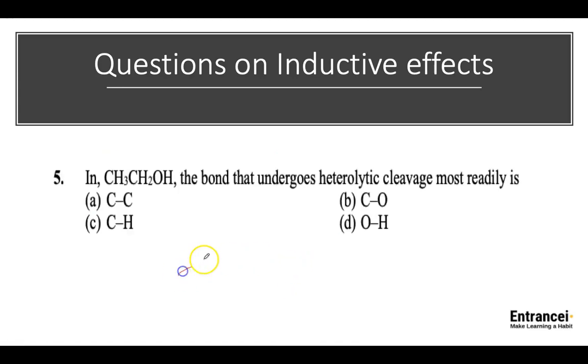Now, in question number 5, heterolytic cleavage is more readily in. Always remember that heterolytic cleavage mainly depends upon the difference in electronegativity. The higher the difference in electronegativity, the easier will be the bond dissociation. So between C and C, the electronegativity is almost similar. Between C and H, almost similar. CC, perfectly similar. C and O, there is a gap in electronegativity. O and H, there is a big difference in electronegativity. So the highest difference in electronegativity is observed in OH. Therefore, heterolytic cleavage is most easily observed in the OH group.